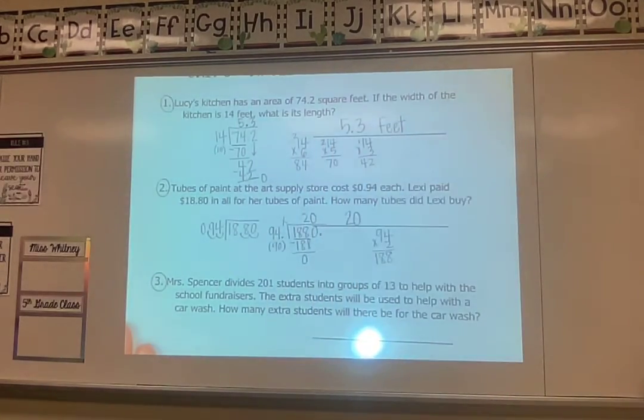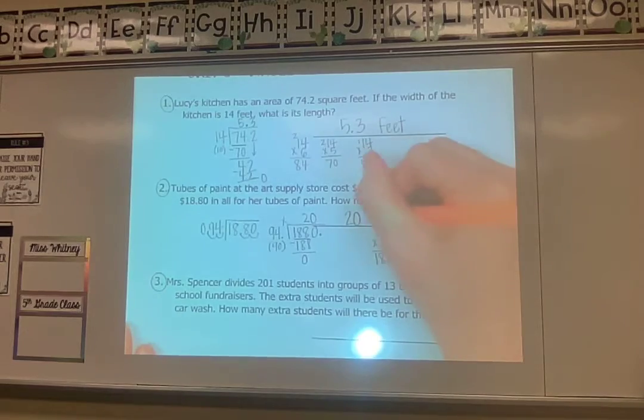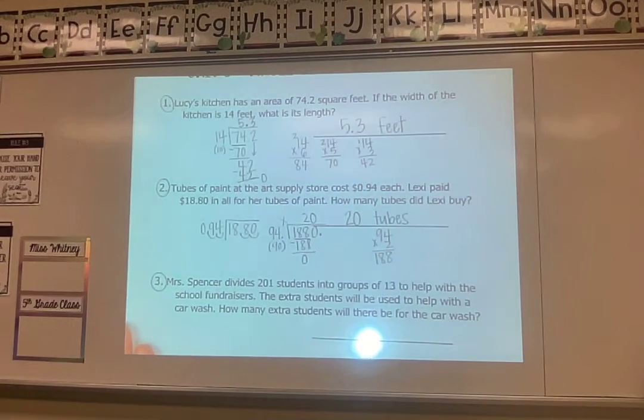And then I have to read the question carefully. Sometimes we automatically assume it's dollars. This one would not be dollars. How many tubes did Lexi buy? So 20 tubes would be the correct answer.